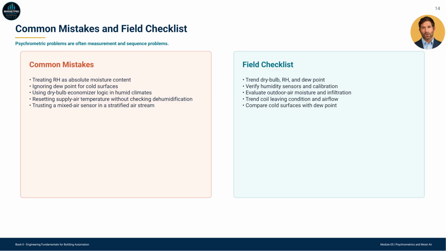Trend dry bulb, relative humidity, and dew point. Verify humidity sensors. Evaluate outdoor air moisture and infiltration. Trend coil leaving condition and airflow. Compare cold surfaces to dew point. This is how you move from complaint to evidence.